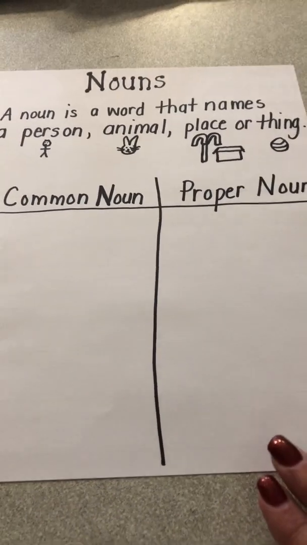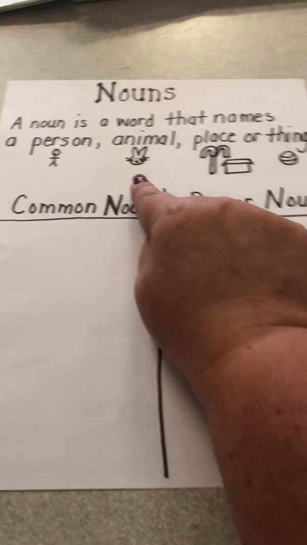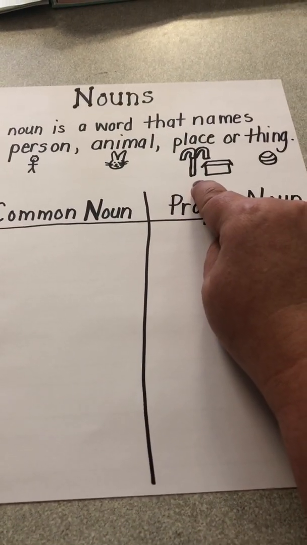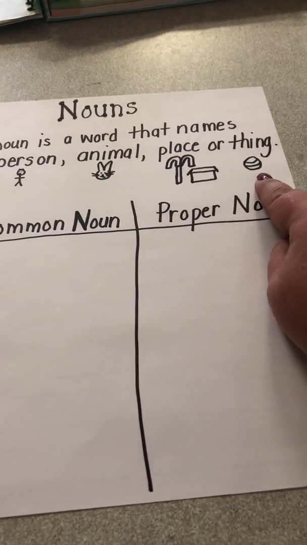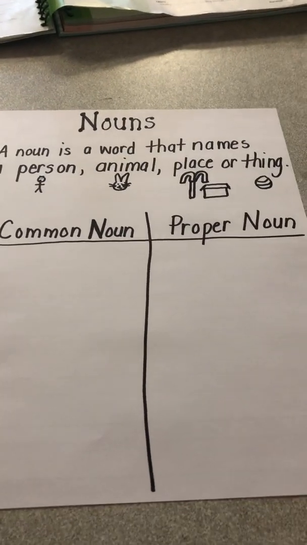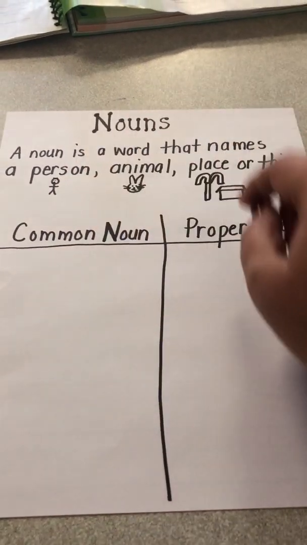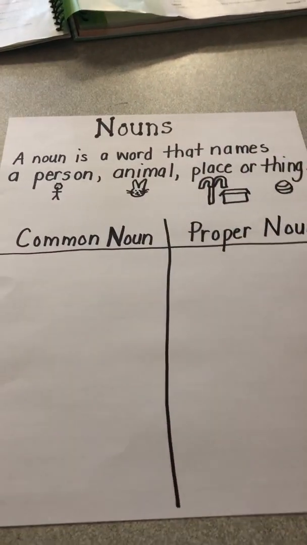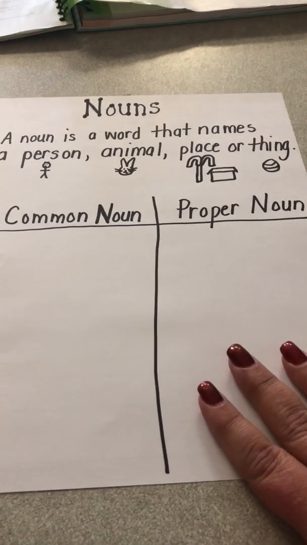A noun is a word that names a person, an animal, a place (that's Miss Nada's attempt at drawing McDonald's), or a thing. So I drew a ball for the thing. A noun is something that you can look at and give a name to. It could be a name for a person, a name for an animal, a name for a place, or a name for a thing. And there are two kinds of nouns.